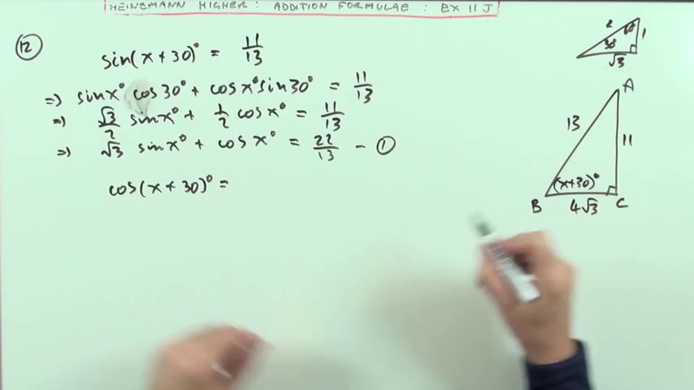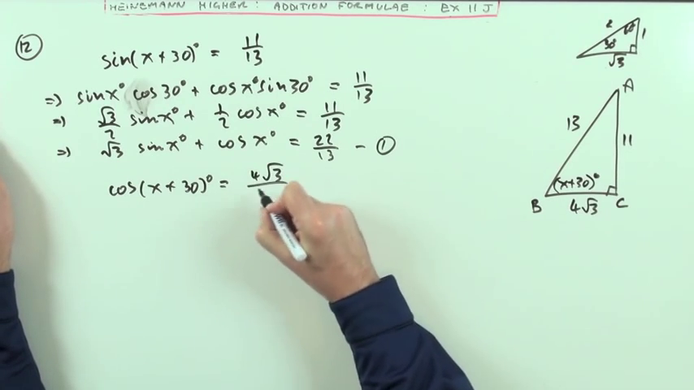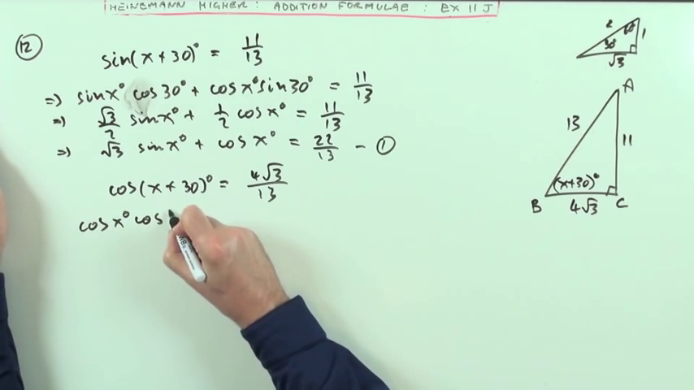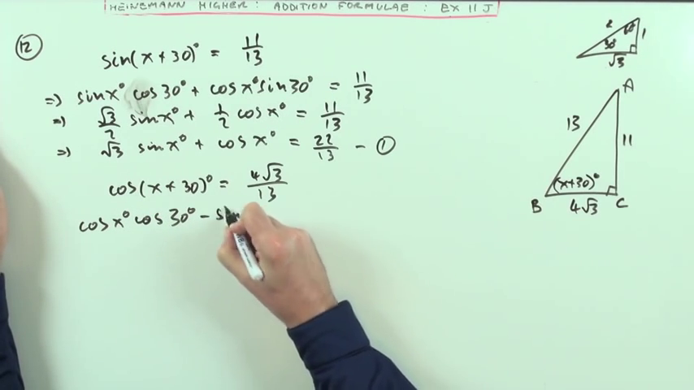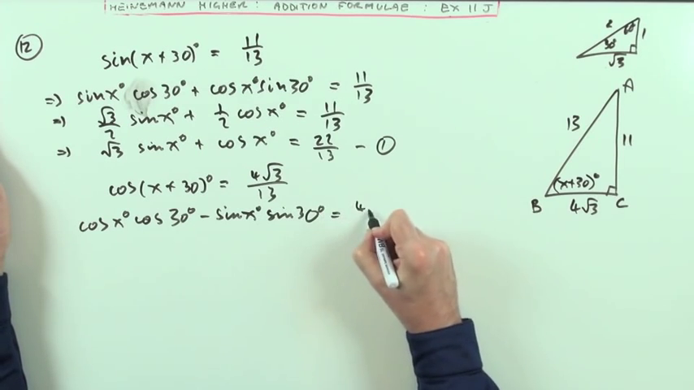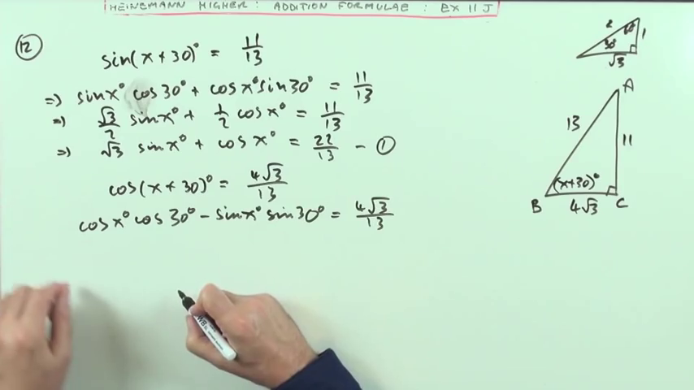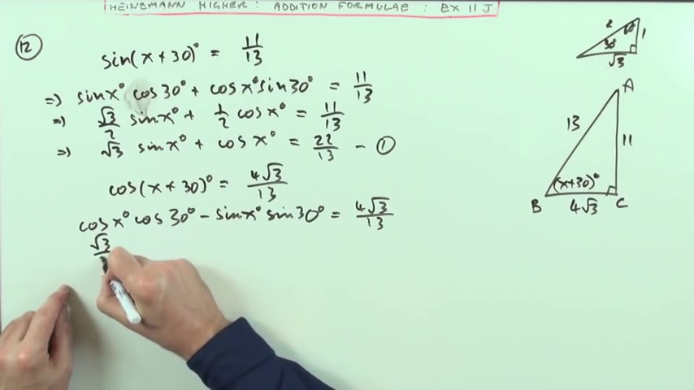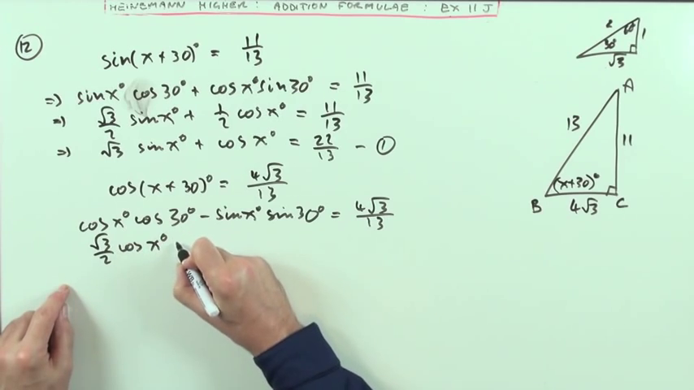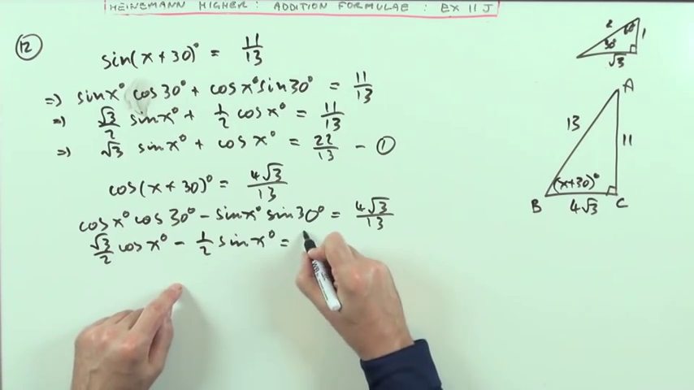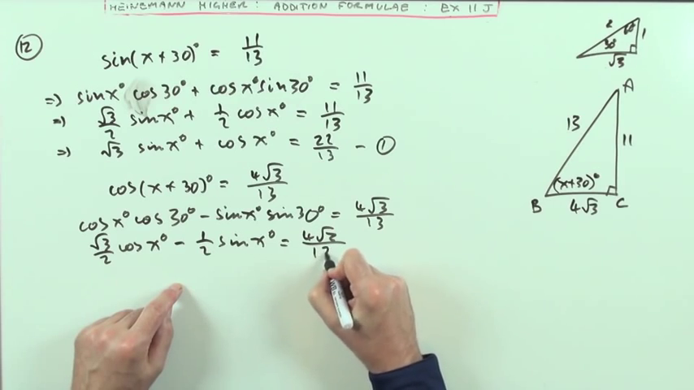You can also get cos of x plus 30 from the triangle. That's going to be 4 root 3 upon 13. And then expand that: cos x cos 30 minus sine x sine 30 equals 4 root 3 upon 13. I know these. The cos of 30 is root 3 upon 2, so root 3 upon 2 cos x minus, and sine 30 is a half, a half sine x equals 4 root 3 upon 13.